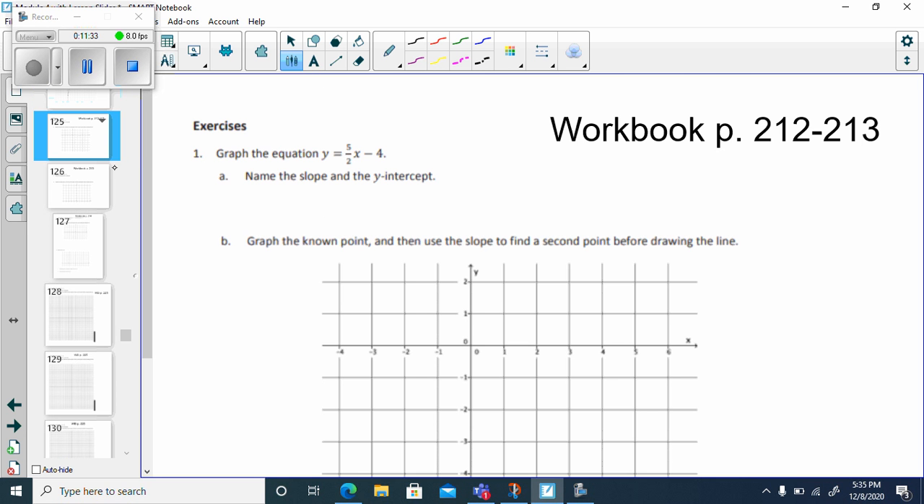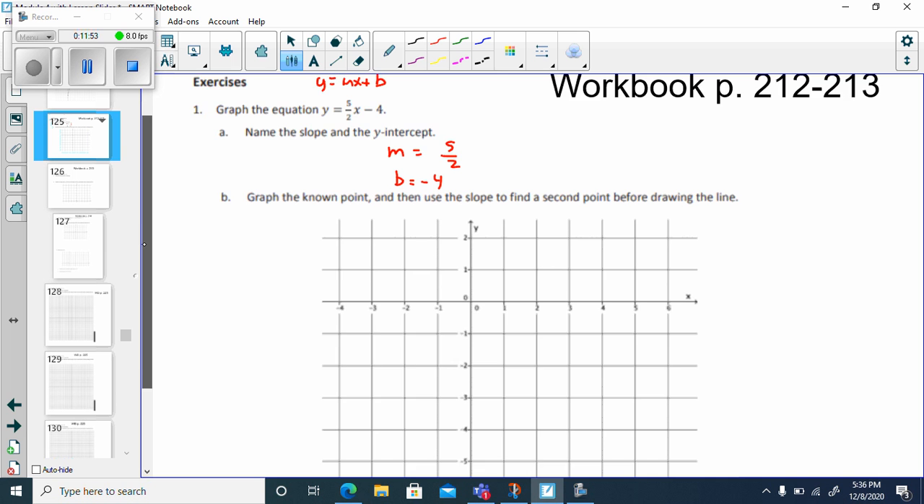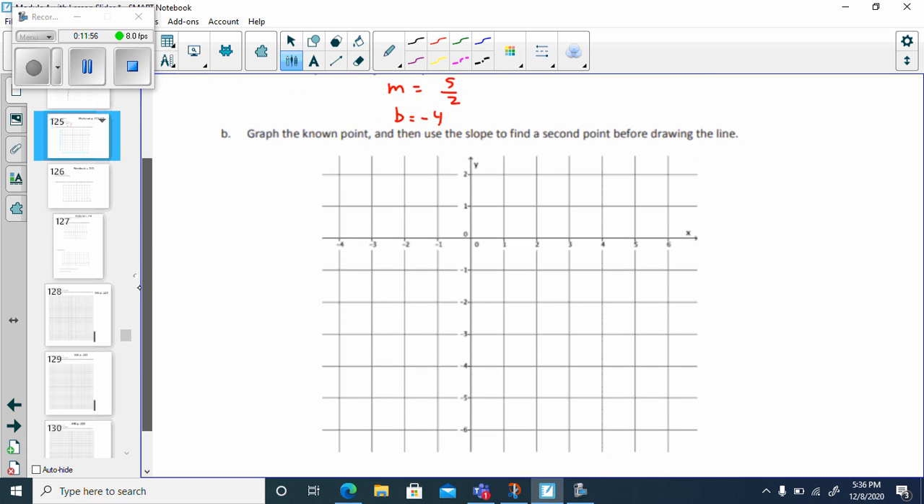This is on page 212 through 213. Name the slope and y-intercept. The slope, so we've got y is equal to mx plus b. The slope is 5/2. The y-intercept, the b, is negative 4. Graph the known point, then use the slope to find the second one. Well, this is what we've been doing.